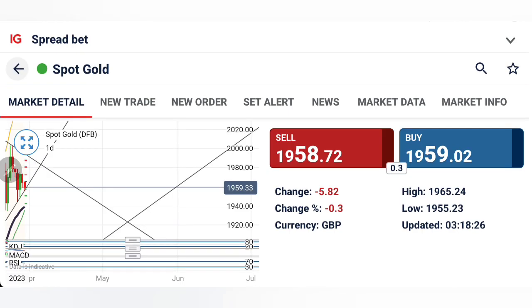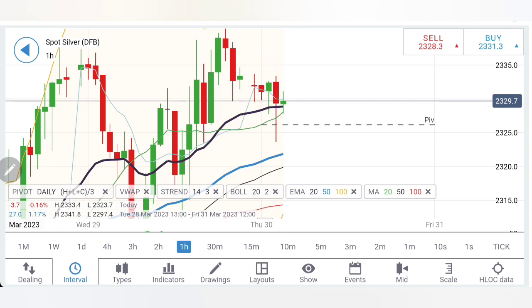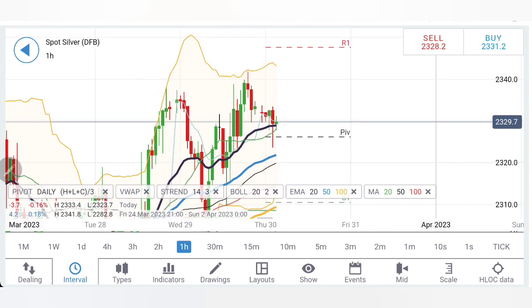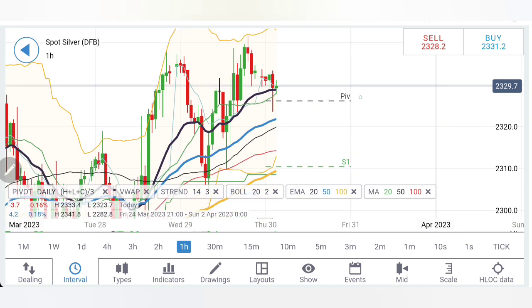Now let's have a look at silver. See, firstly, silver on the hourly charts shows lower highs, it means 23.35. Above 23.35 you can stay long, and this time we may see it hitting 19.45-50 levels. So above 23.35 you can stay long.